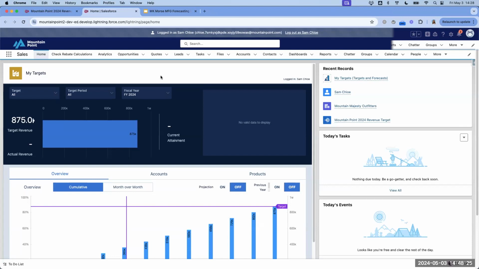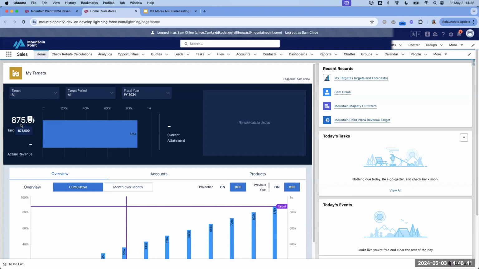Yep, makes sense. But definitely not an uncommon problem for sure. But so as we can see here, I've logged in as Sam. And so with the analytics for the account manager targets, you can embed their targets on the sales rep's homepage. So as soon as they log in, it's kind of in their face how they're doing.